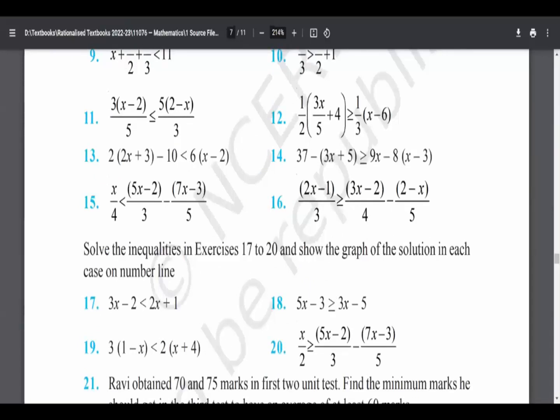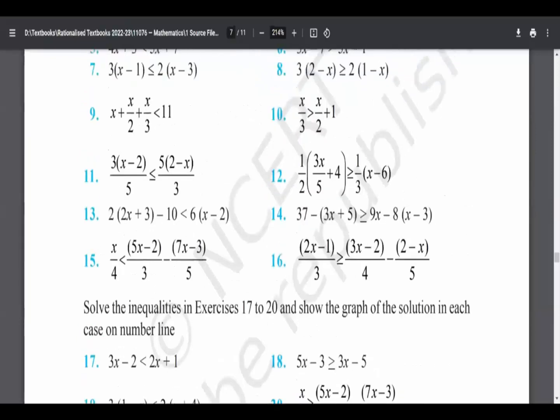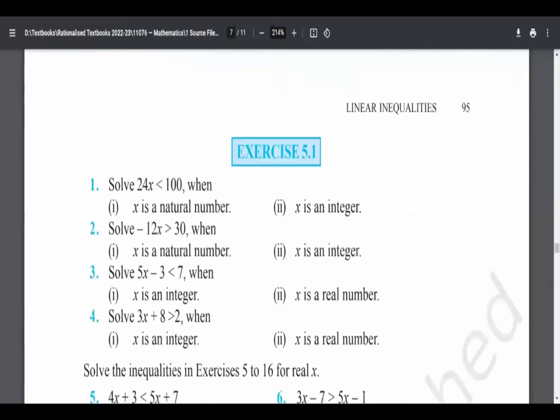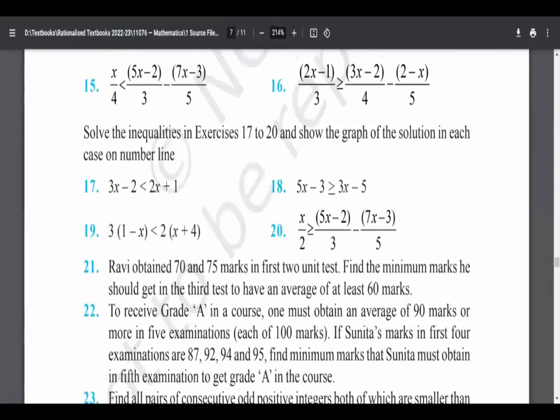Now what we have to do is solve the inequality and show the graph of the solution on the number line. Till now I have shown all the inequalities on the number line, so again this is not something new. We just have to draw the number line as we have drawn till now. So let us do it again.